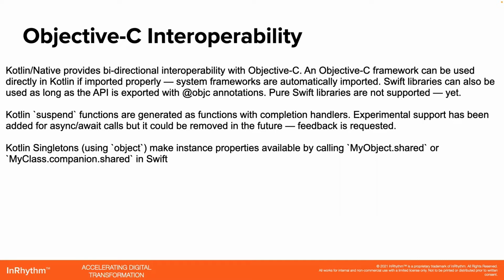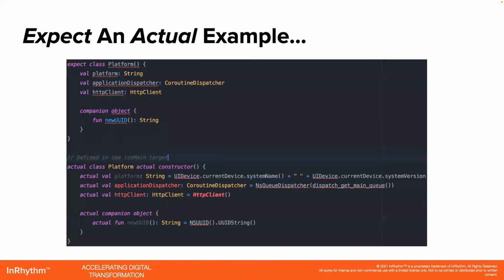And while experimental, async await support has been added. It could be removed in the future. So by default, Kotlin suspend functions are generated using completion handlers for iOS. To go on, the Kotlin Singleton pattern via object is made available using the familiar iOS Singleton pattern of creating a static shared variable. So expect an actual example.